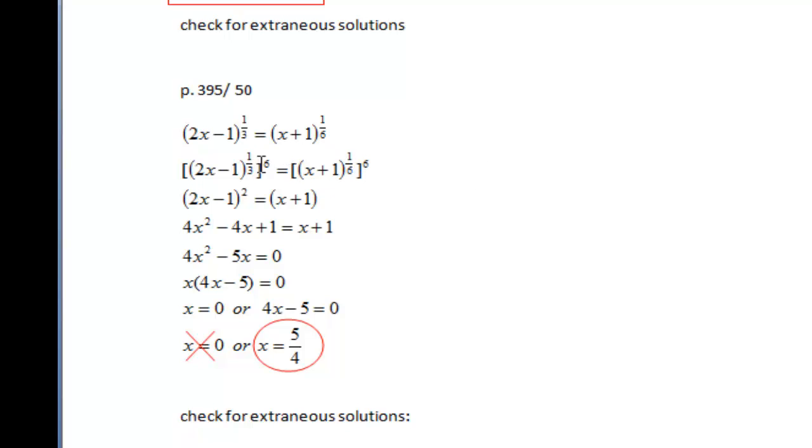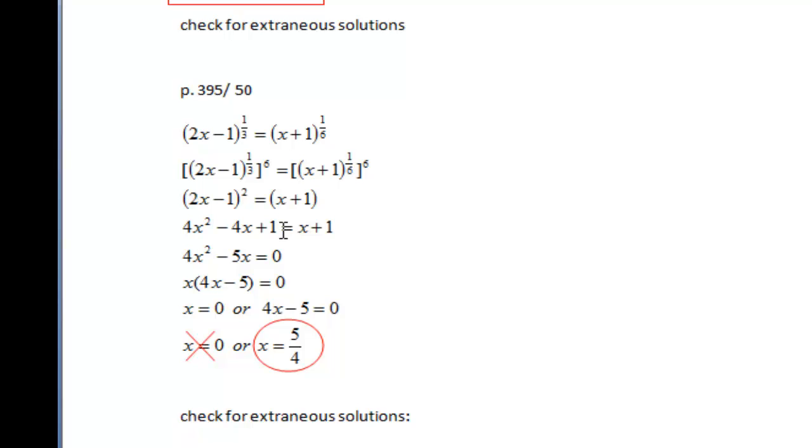When you raise a power to a power, you multiply, so 1/3 times 6 is 2. That's your new exponent for the left side, so you have 2x minus 1 to the 2nd power. 1/6 times 6 is 1, so you get x plus 1 to the 1st power on the right side, or simply x plus 1. So you have 2x minus 1 squared equals x plus 1. Now we're going to distribute 2x minus 1 times 2x minus 1. I can't say the word FOIL, but we're going to distribute. We get 4x squared minus 4x plus 1.